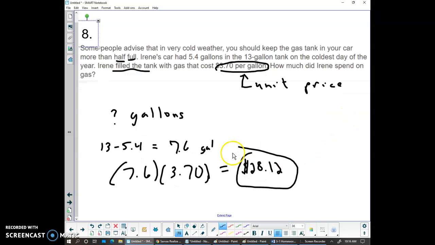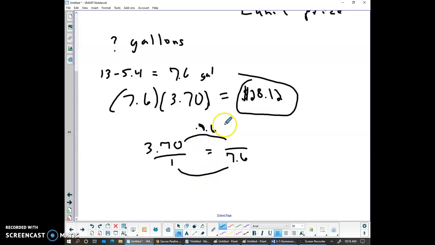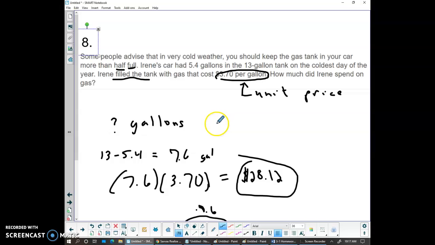So another way you could think about this, if you want to think about it more as rates, is that it's 3.70 per 1 gallon. We're trying to figure out how much it is for 7.6 gallons. So think what you need to change, this 1 to a 7.6. So I'm just multiplying the top by 7.6. Sorry, that got really sloppy there. But anyhow, $28.12 for the gas.